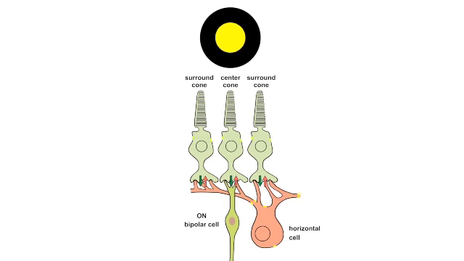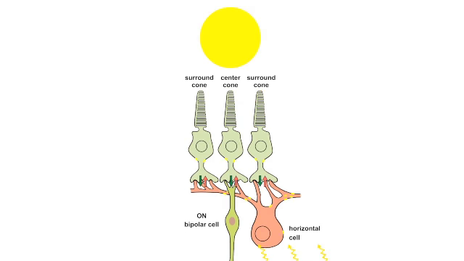When the light expands into the inhibitory surround, the surrounding cones become hyperpolarized, and the horizontal cell is less excited. Inhibition to the center cone is reduced, and the on bipolar cell is consequently less excited compared to the previous state.